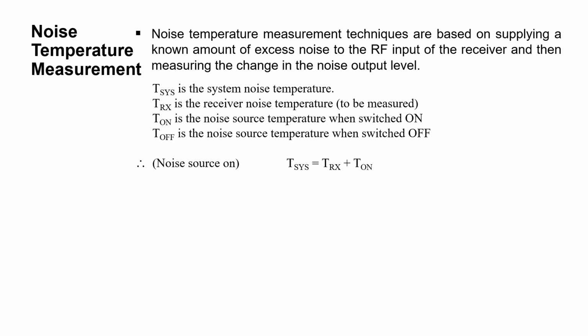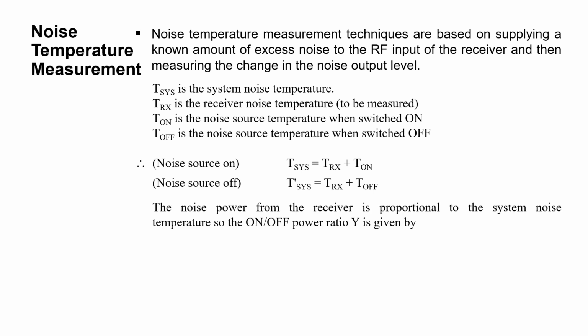So with the noise source on, the overall T system is equal to Trx plus T on, and when the source is off, then T system is Trx plus T off. By comparing these two, we will be able to get to Trx, because we have two equations with one unknown variable. One can be identified and the other can be calculated from that.